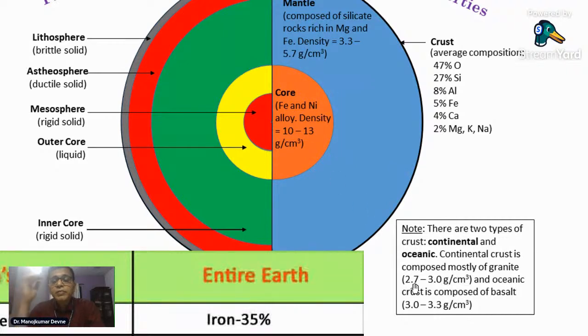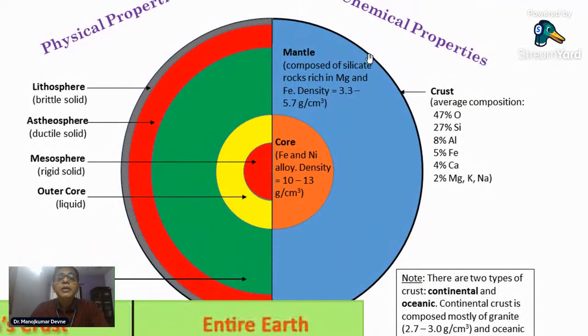That's between 2.7 and 3 grams per cubic centimeter, and the oceanic crust which lies below the oceans will obviously have a higher density, between 3 and 3.3 grams per cubic centimeter. So one fact that we need to keep in mind is that the density increases as we move toward the center of the Earth.